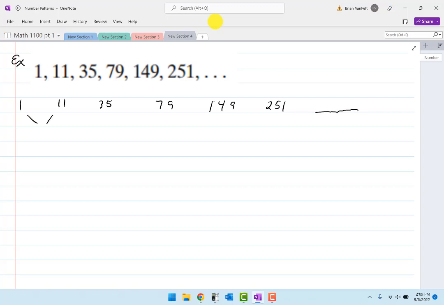So let's start. 11 minus 1 is 10. 35 minus 11 is 24. 79 minus 35 is 44. 149 minus 79 is 70. And then 251 minus 149 is 102.